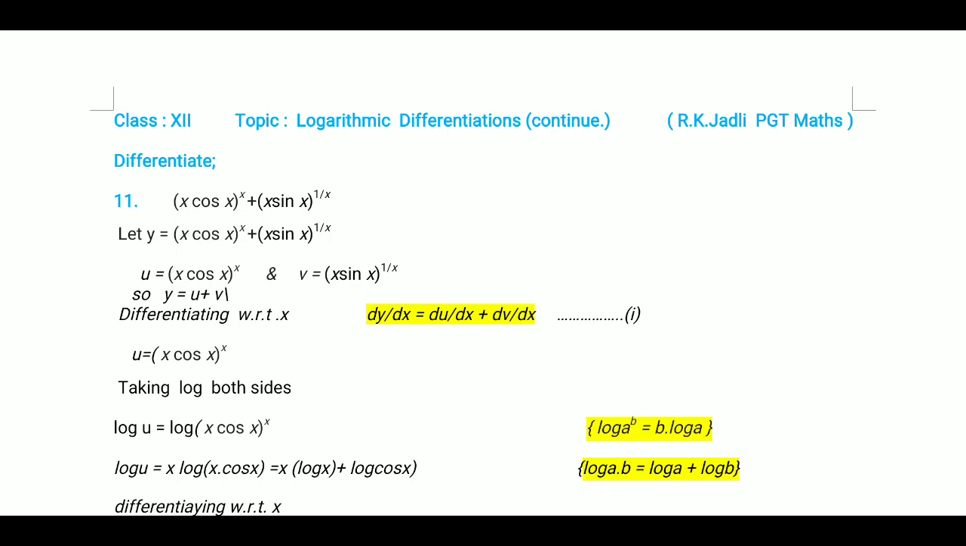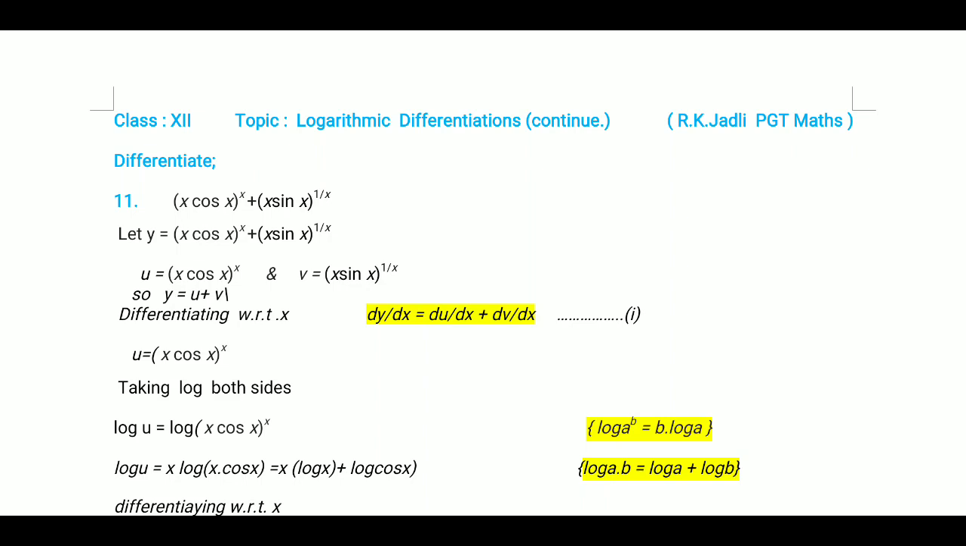Now differentiating with respect to x both sides, what will happen? We are differentiating with respect to x, it means dy/dx is equal to du/dx plus dv/dx, as y is equal to u plus v. Now u is one function and v is another function, so we will find du/dx from u and dv/dx from v, and then put the values in this equation number 1. So we get dy/dx. Now the process for finding du/dx.